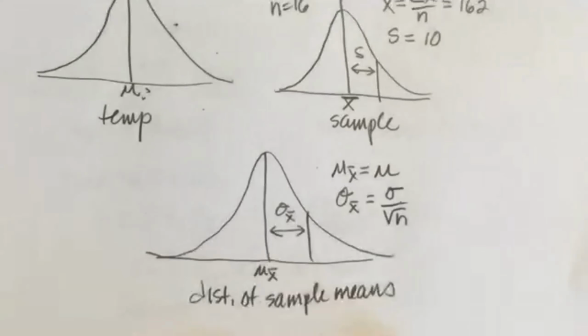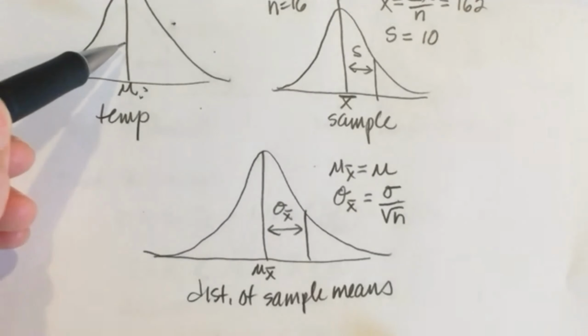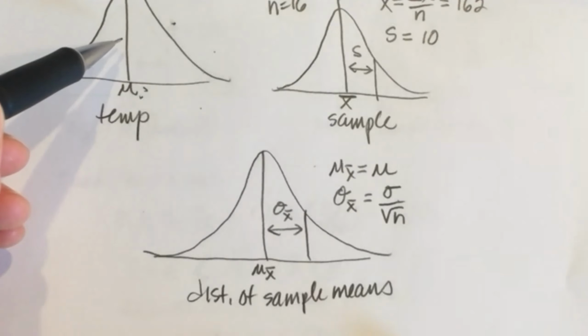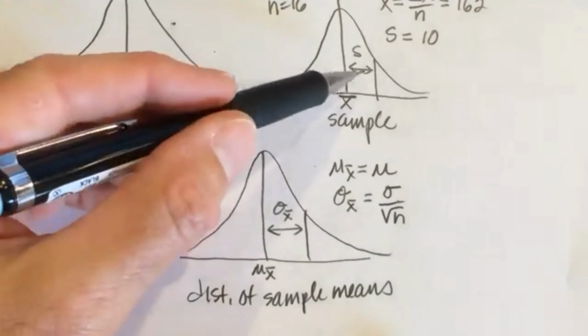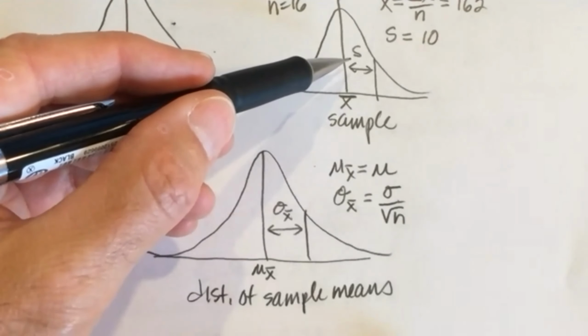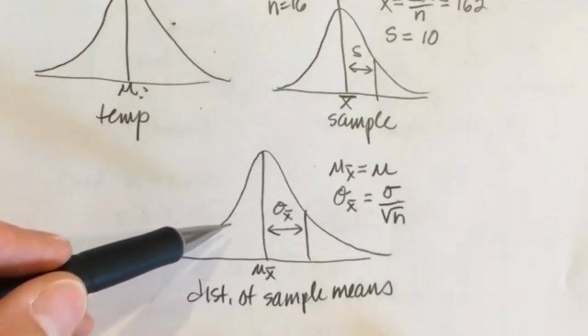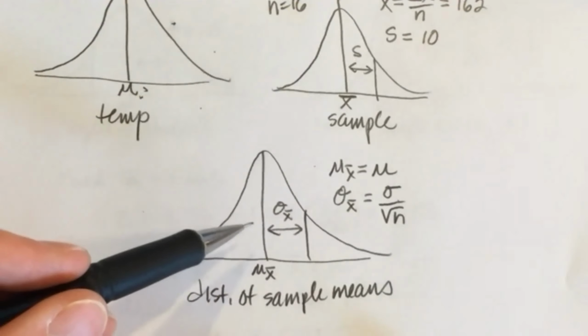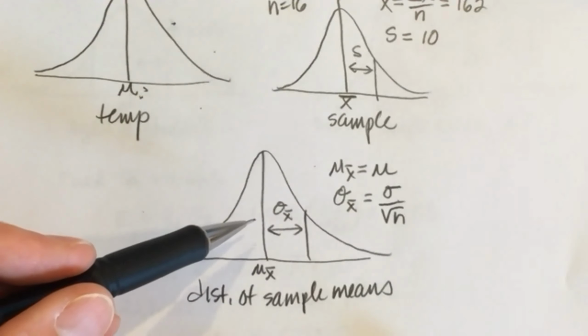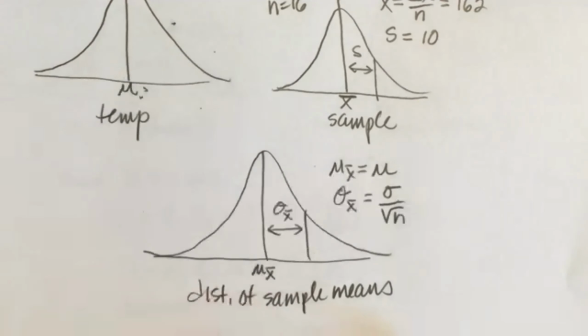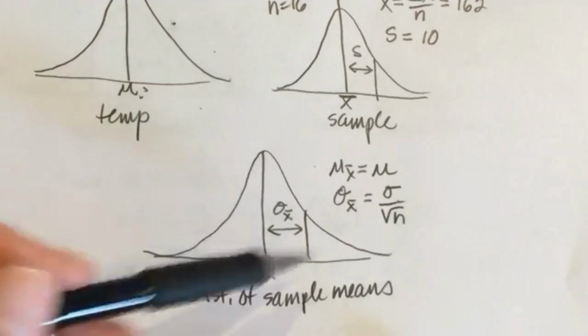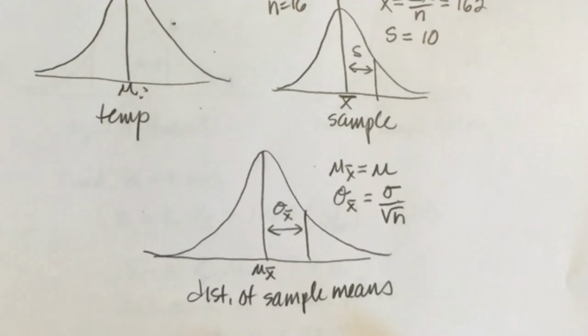Notice that we have three distributions. The actual temperatures of all shops. The temperatures of the 16 shops that we actually took in our sample. And now this distribution is the distribution of all possible samples. So you take these 16 shops and those 16 shops and these 16 shops, and this would be the distribution of all the possible samples.